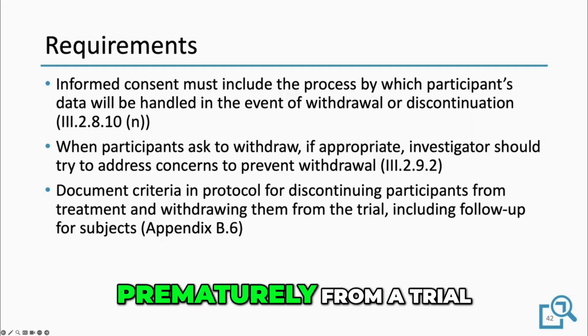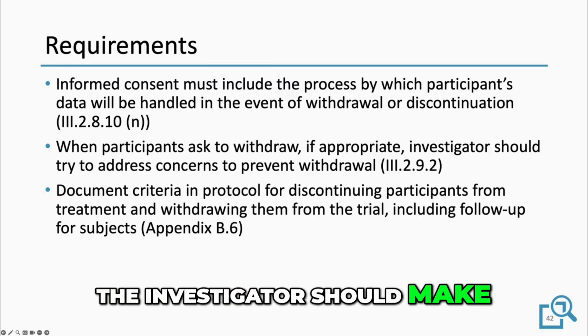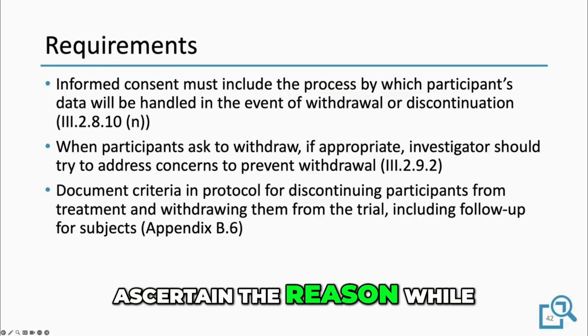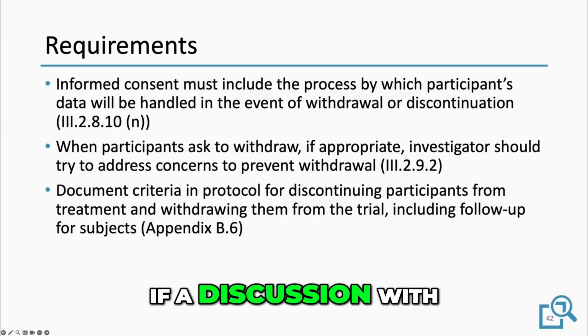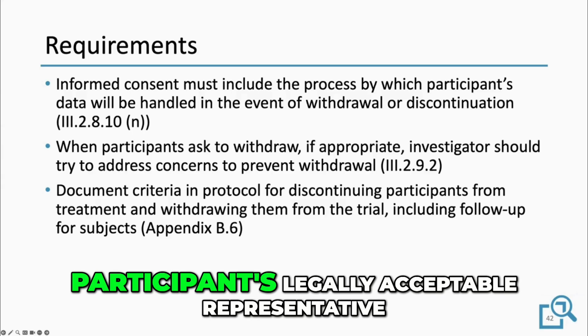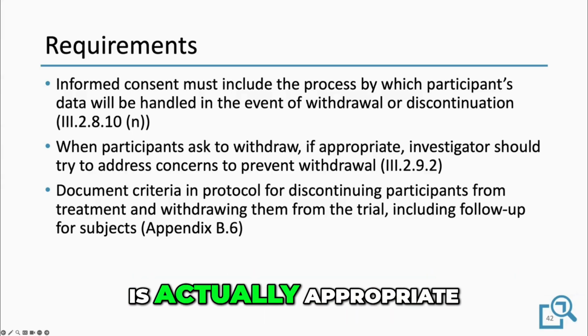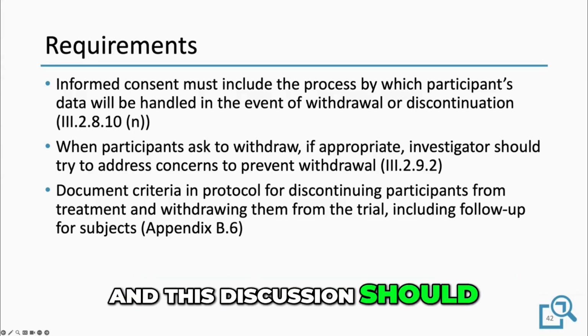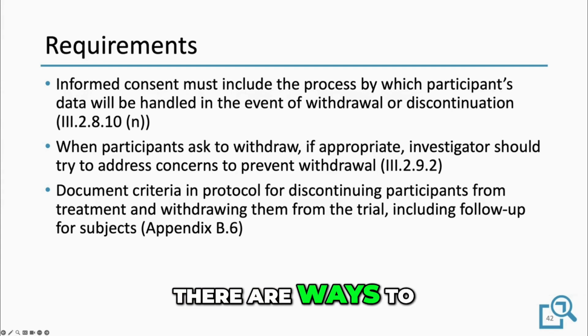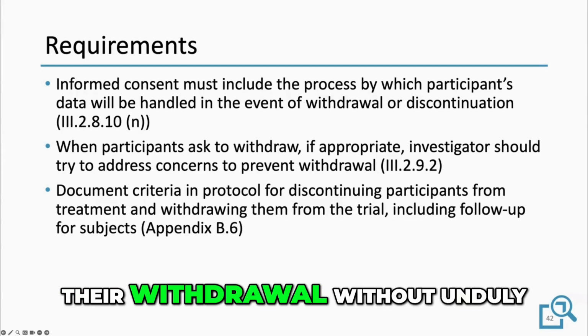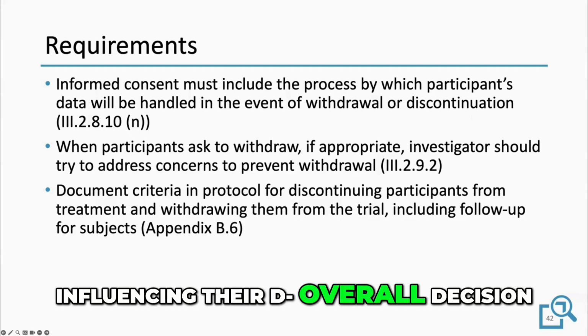for withdrawing prematurely from a trial, the investigator should make a reasonable effort to ascertain the reason while fully respecting the participant's rights. So the investigator should consider if a discussion with the participant or the participant's legally acceptable representative is actually appropriate. And this discussion should focus on the reasons for withdrawal, as ICH E6(R3) guideline 20 talks about, to determine if there are ways to address the concerns, such as the participant could reconsider their withdrawal without unduly influencing their overall decision.